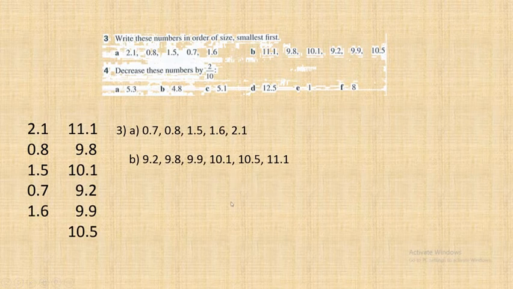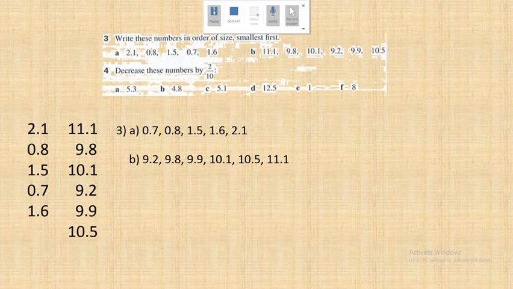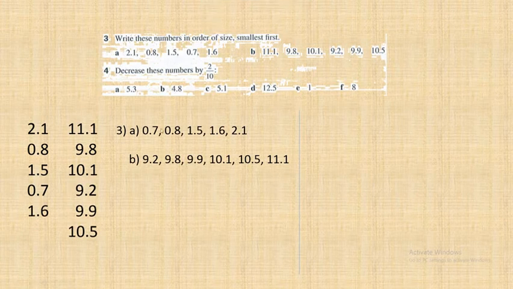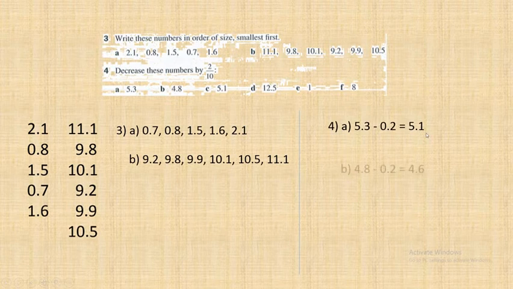Okay, so he said here, decrease these numbers by 2 over 10. I will start by reading the question carefully. Here it says decrease, so I need to subtract. Number A is 5.3 minus 0.2, so it's going to be 5.1. And number B here is 4.8, so subtract 2 over 10, which is 0.2, so it's going to be 4.6.